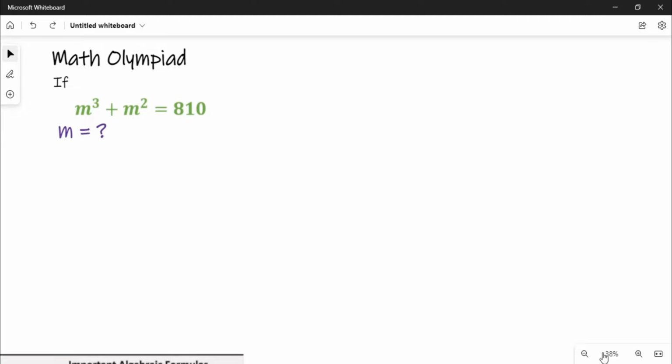If m cubed plus m squared is equal to 810, then find the value of m.